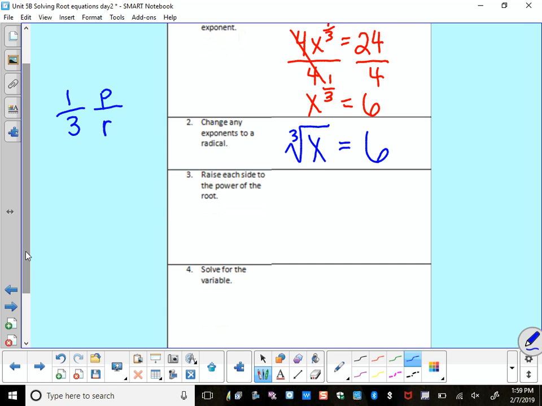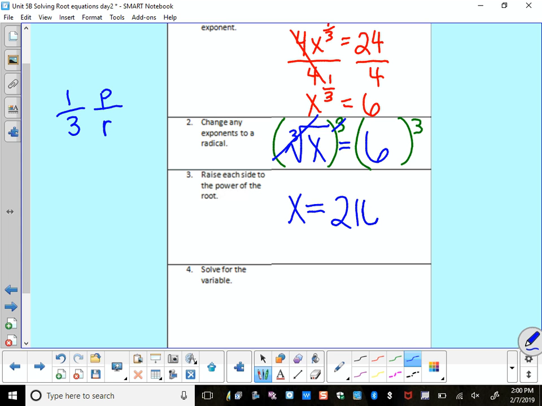Now, we're doing what we just did. We are going to raise it to whatever the root is. So I have a root of 3, so I'm going to raise it to what? 3. So we can cancel each other out. My 3's cancel out because my power and my root. I'm left with x. And then what is 6 cubed? Not 6 times 3. 216.